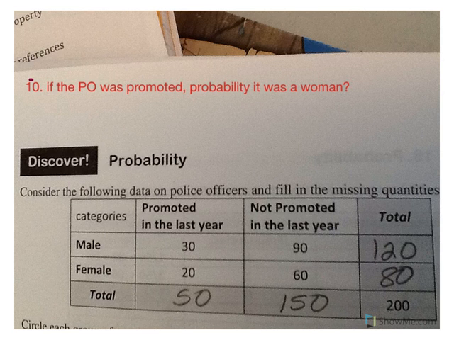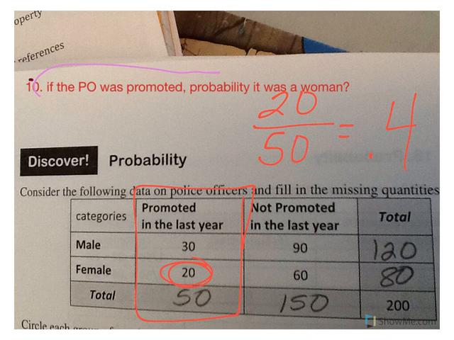All right, let's go to number 10. They say if the police officer was promoted. Well, now we're only worried about those that were promoted. So our denominator would be the total promoted, which is 50. What's the probability that it was a woman? Well, there were 20 women that were promoted. So out of the promoted, 20 out of 50. So we would end up with 0.4. It all comes back to if the PO was promoted, so we're only worried about those that were promoted.